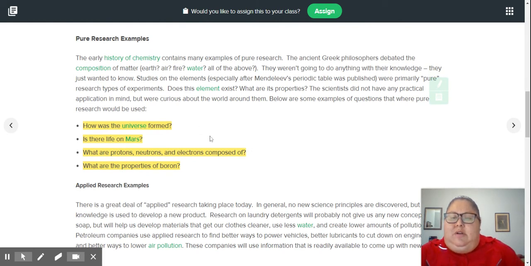Here are some more examples of pure research. Here you have, how is the universe formed? Is there life on Mars? What are protons, neutrons, and electrons made of? What are the properties of boron? These are all questions that really nobody has ever really answered. So there's still a lot of science going into them.